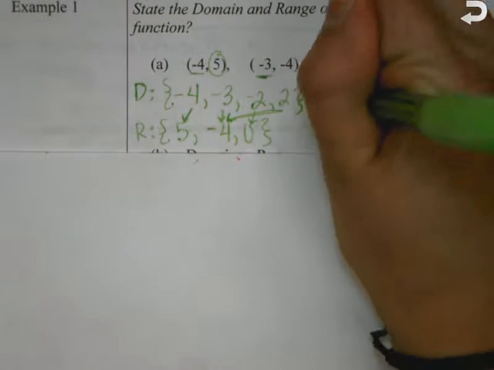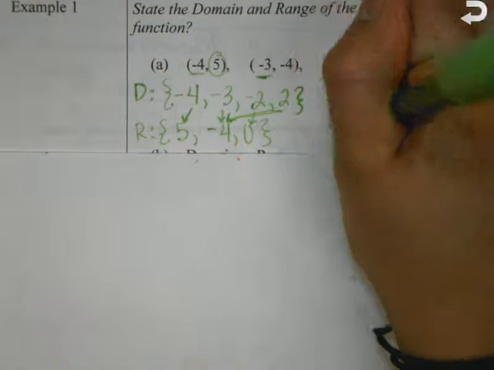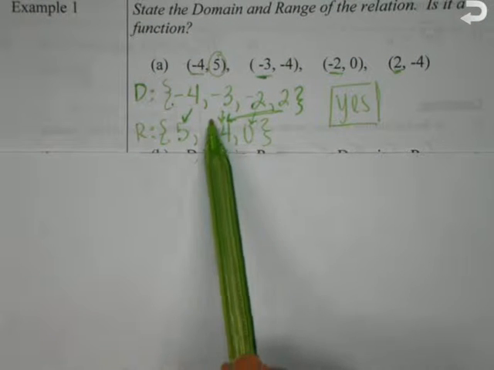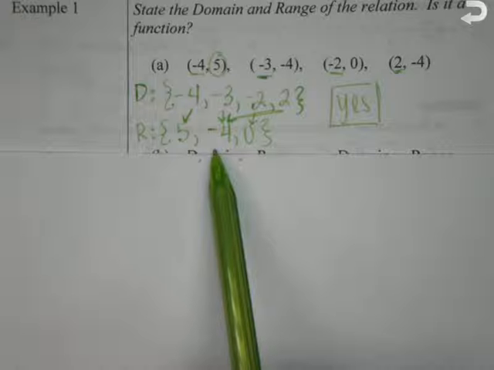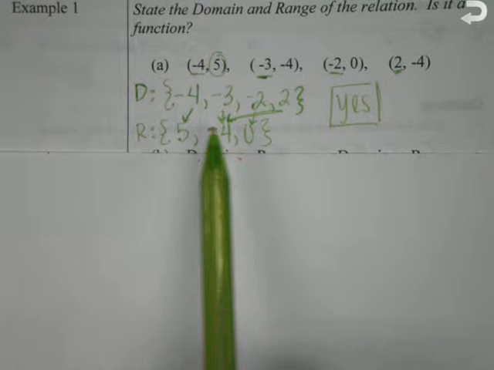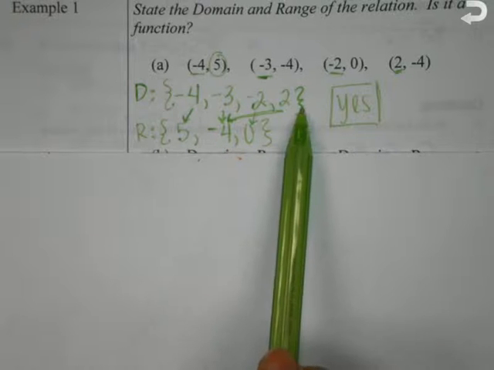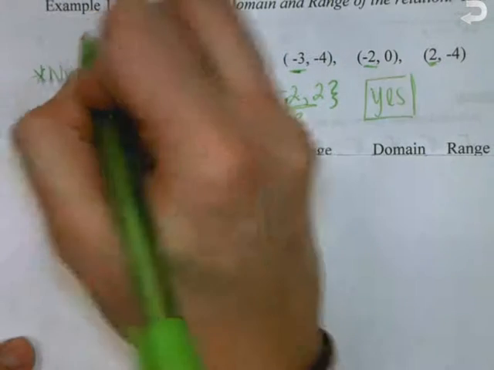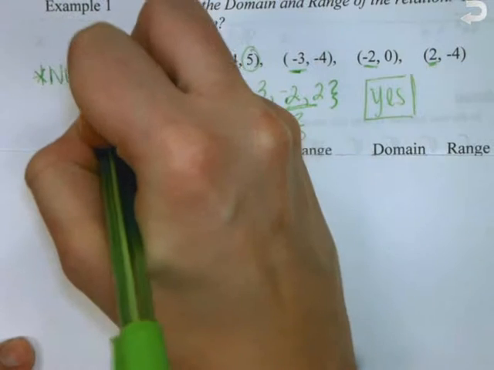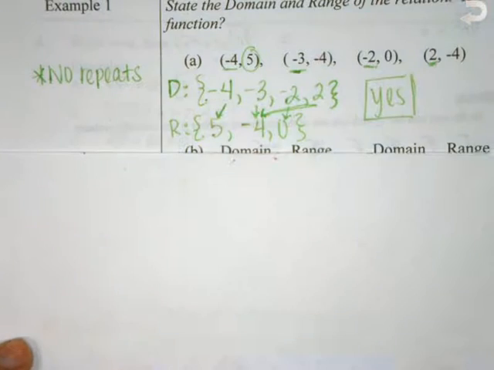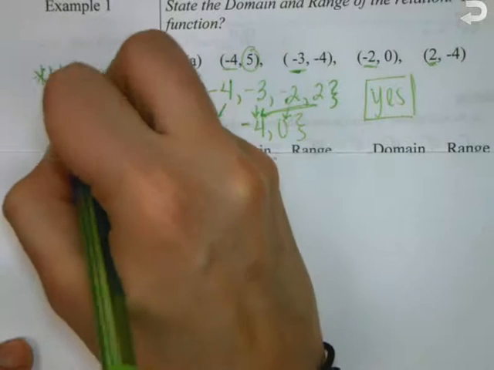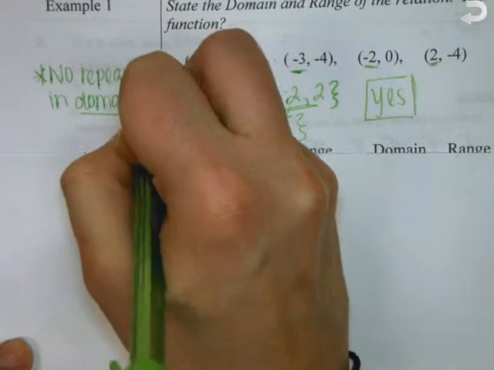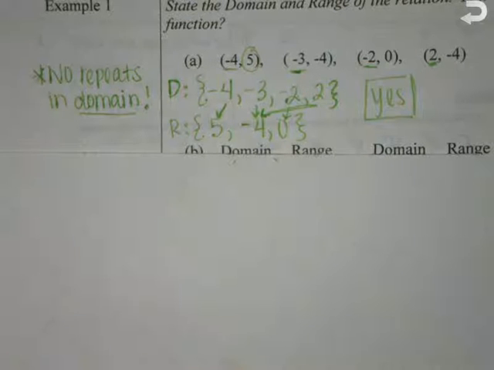That's all we have to do? It does not matter that one of the y's shows up more than once. What we do not want is any of the x's to show up more than once. So we want no repeats in the domain. If we have a repeat in the range, it's okay. We just do not want any in the domain.